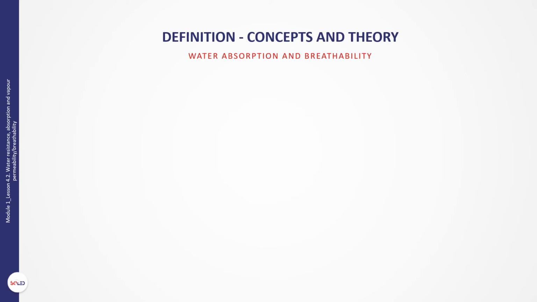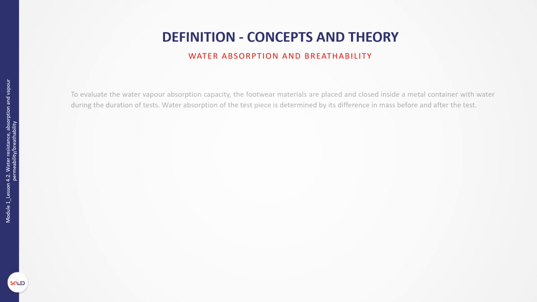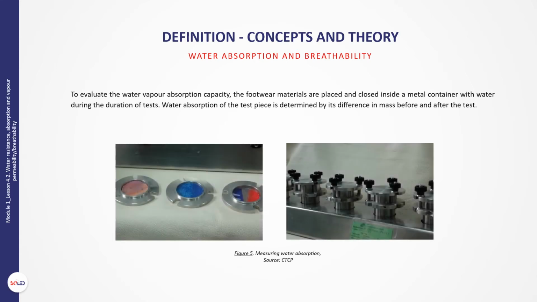Water vapor absorption is the amount of vapor a material will absorb in a specified time expressed as mass of water per area of material. To evaluate the water vapor absorption capacity, the footwear materials are placed enclosed inside a metal container with water during the duration of tests. Water absorption of the test piece is determined by its difference in mass before and after the test.